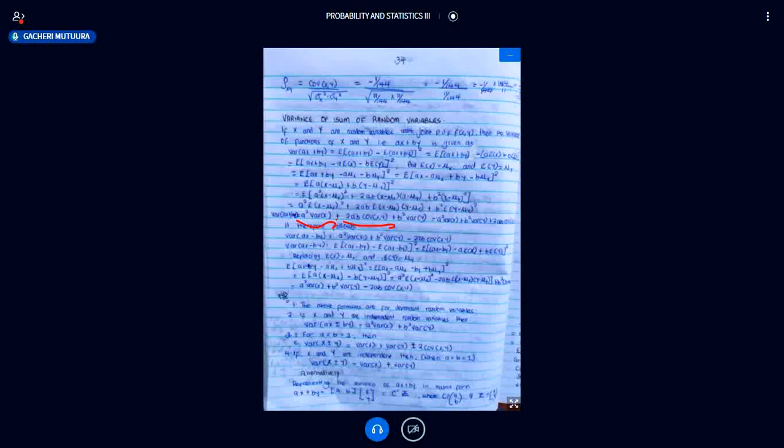So if I'm given any other function of x and y to obtain the variance, then I will just have to get the variance of x using the formulas we've defined. Variance of x is expected value of x squared minus expected value of x squared. Then I will get the covariance as the expected value of xy minus expected value of x times expected value of y.